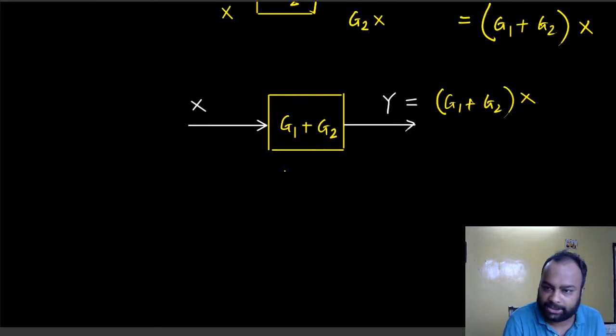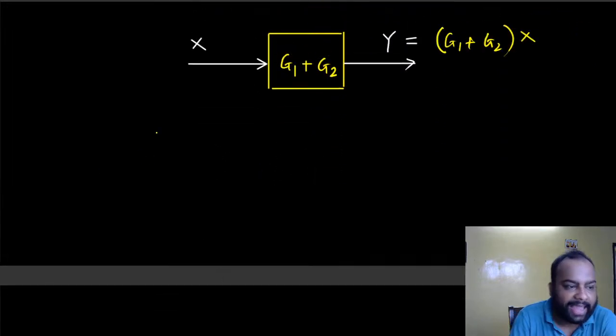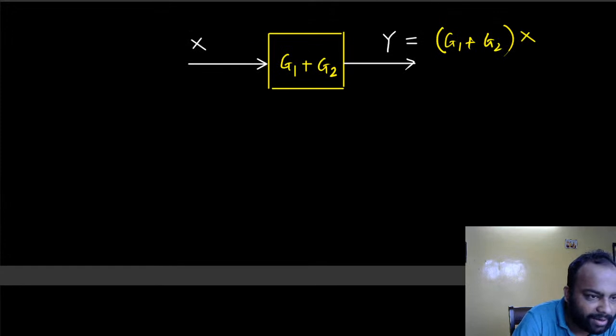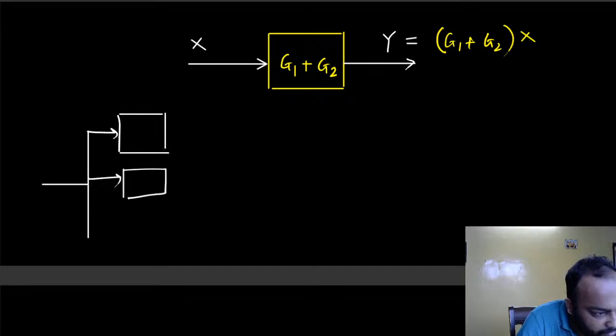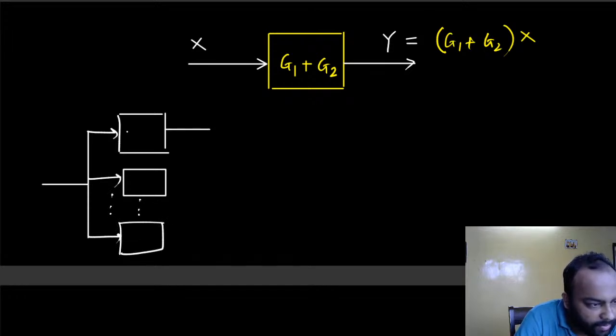So with that said, this is understood, right? And I can say the same thing like this. Say for example, I can divide this into many different blocks and so on, right? So say this is G1, this is G2, and this is Gn. So this is X, and of course there are plenty of signals coming out.